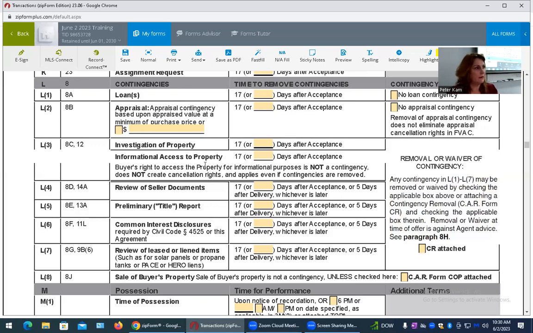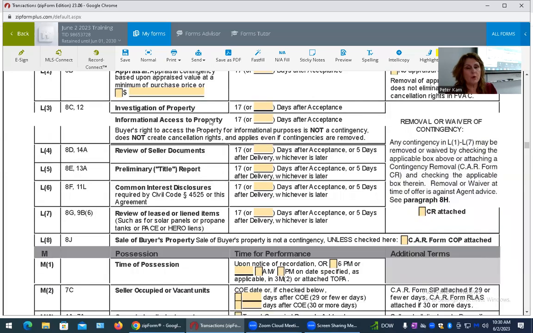Investigation of property. This is where you would do your inspections, Jeffrey. You have 17 days unless they have amended it. Okay. Informational access to property. You normally want these to match. Because the informational access is not a contingency, but you may want to go over there with a contractor, see what that bathroom's going to cost to remodel, see if your gigantic TV will fit in the living room, things of that nature. So you can investigate the property and look for things like that.